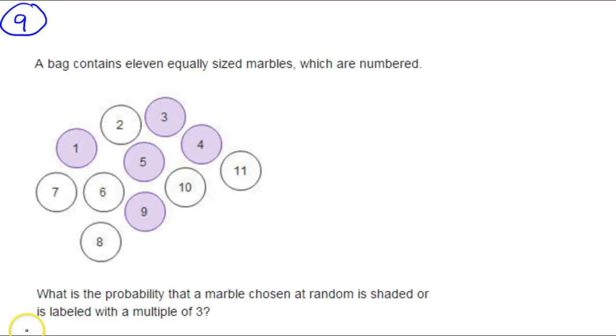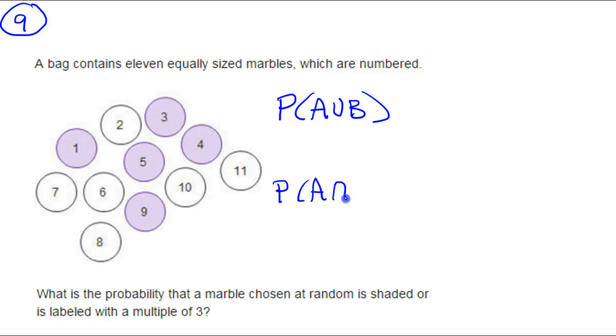So a bag contains 11 equally sized marbles, which are numbered. What is the probability that a marble chosen at random is shaded or is labeled with a multiple of 3? So look, there are two formulas basically that we are learning in this section. One has to do with the union of two events, so like this. And one has to do with the intersection of two events, so like this.